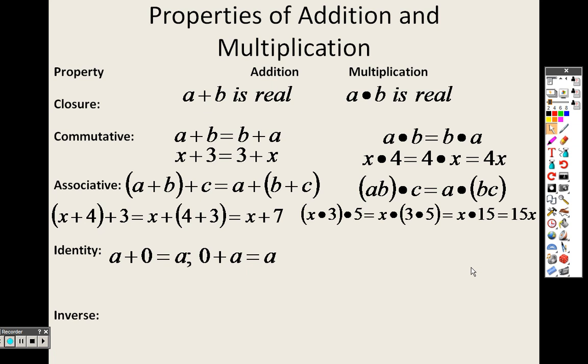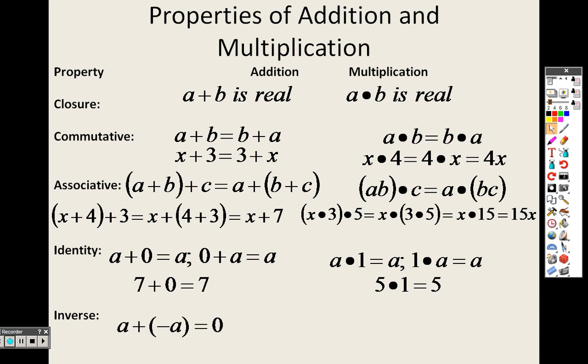Identity property for addition is a plus 0 equals a. And what that basically is saying is you have some number plus 0, it's going to give you that same number back again. So 7 plus 0 is 7. However, the identity property for multiplication is a little different. The identity property means getting the same number back out. So 7, when you add a 0 to it, gives you the same 7 back. But what number will give you the same number back in multiplication? That's actually a 1. So this is a times 1 equals a. So an example of that would be 5 times 1 equals 5.